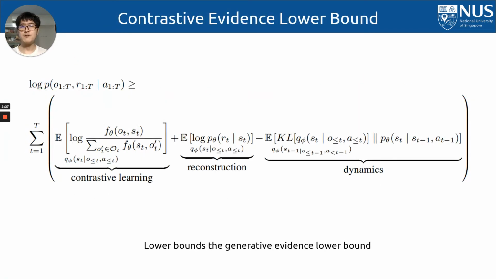To effectively and efficiently optimize the model, we introduce a contrastive evidence lower bound, which mathematically lower bounds the standard generative evidence lower bound used in the VAEs. We avoid modeling the observations directly and replace the reconstruction by contrastive learning, and for the reward, which is simple to model, we directly predict it.